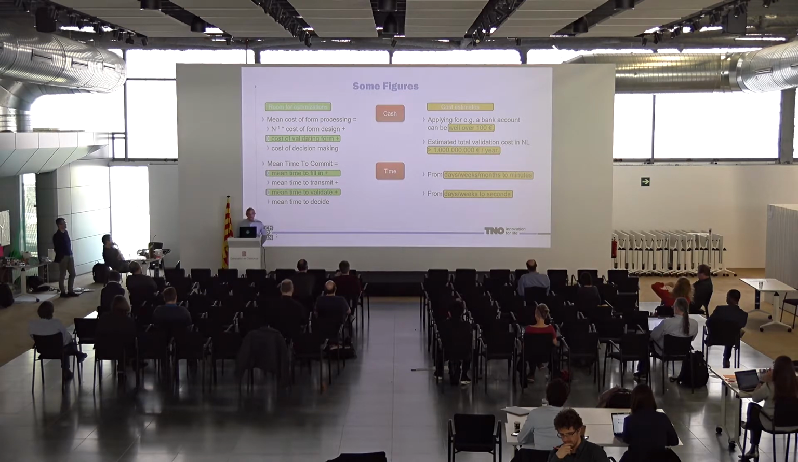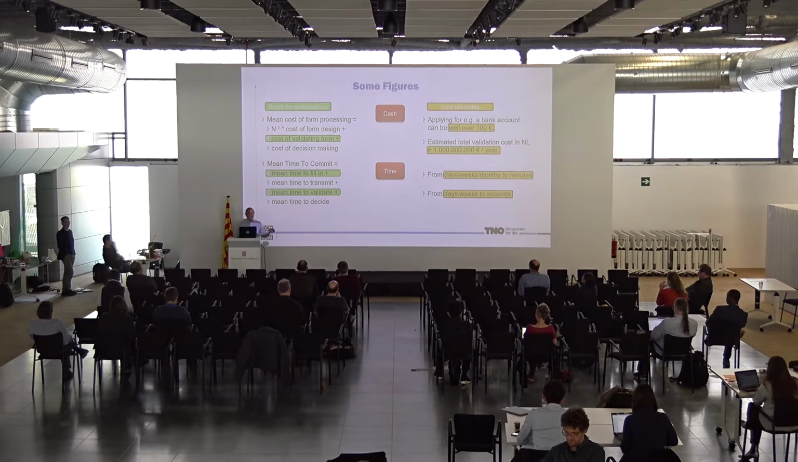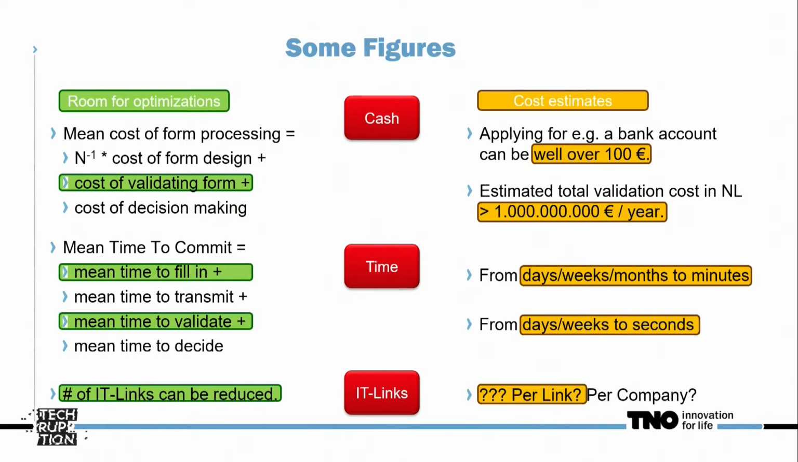Another part of the business case, why we do this, is that filling in this form can take a long time. The mean time to fill it in can be days, weeks, sometimes months, if information is wrong and has to be gotten again. We can reduce that perhaps to minutes. Mean time to validate can be days, weeks, and we can reduce that to seconds. So there is a lot of time to gain. And of course, we can reduce some IT links. I don't have any estimates on that.